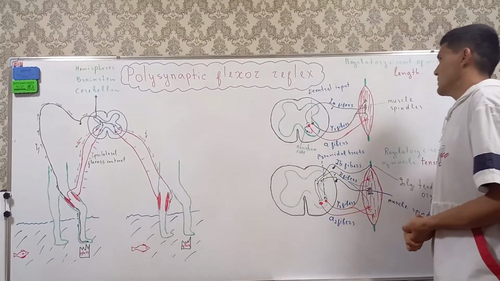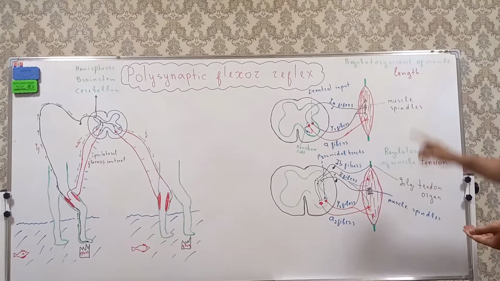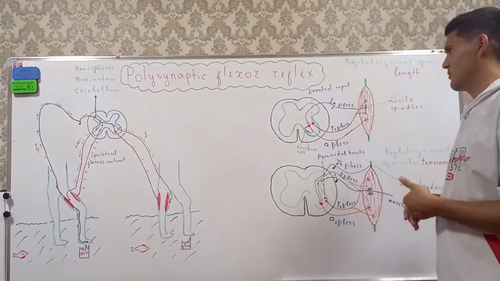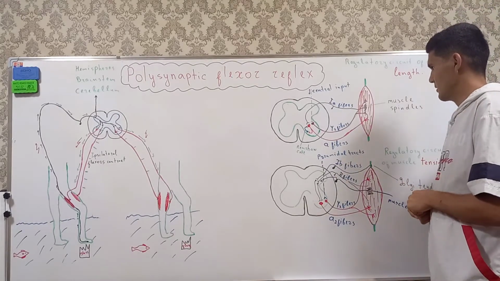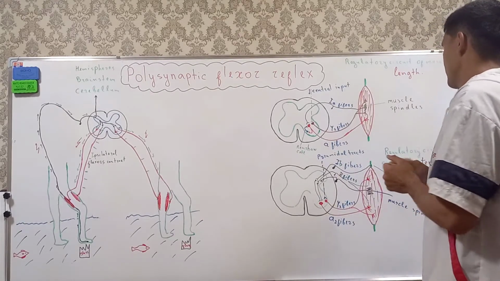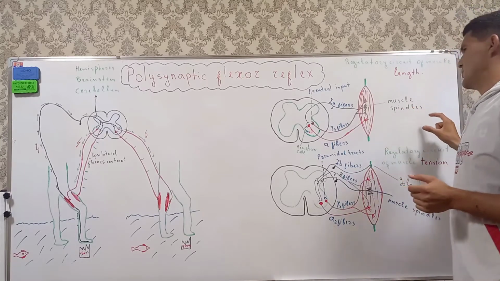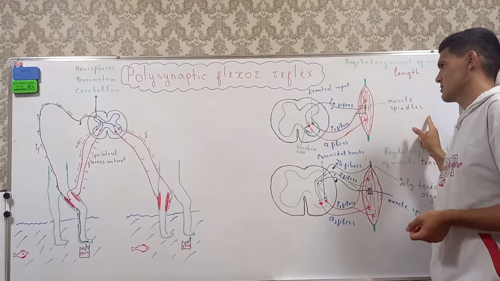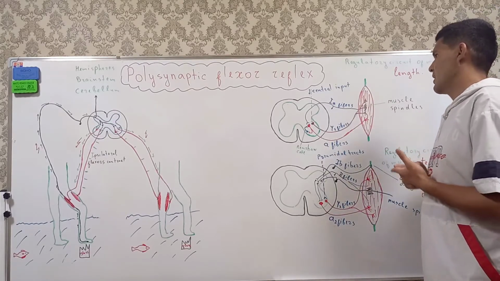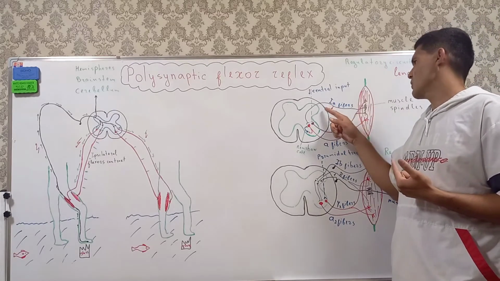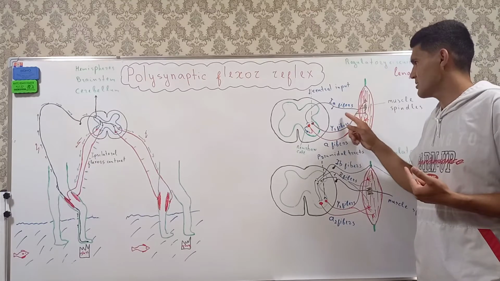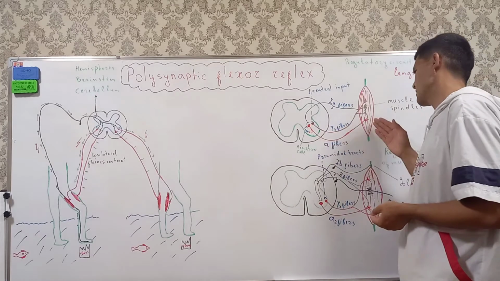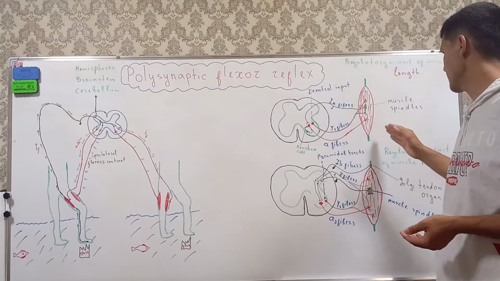The next information is about the regulative circuits of muscle length and tension. It's quite difficult, but if you listen and watch carefully, you can understand easily without any difficulty. Okay? The most important receptors available inside of the muscles are muscle spindles. Muscle spindles generate action potentials, and these action potentials are carried via 1A fibers, and these fibers connect with alpha motor neurons. As a result, motor neurons cause the contraction of this muscle.